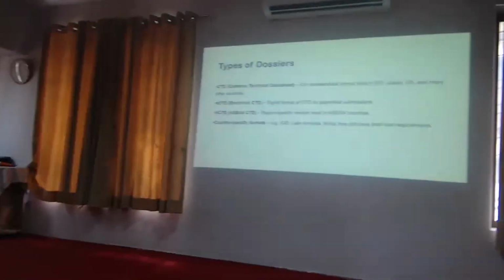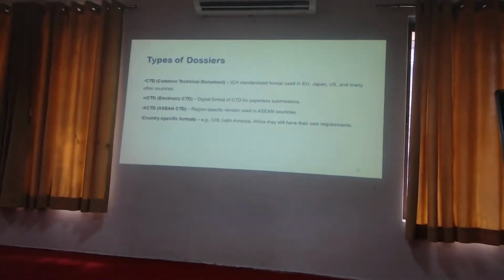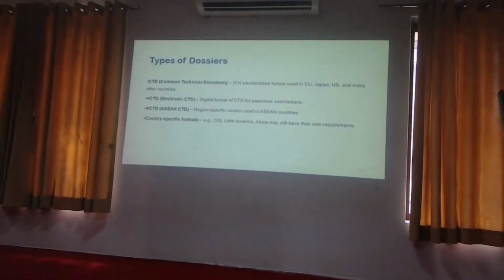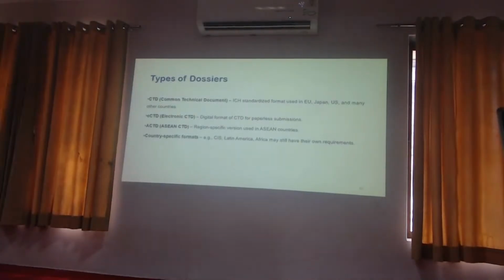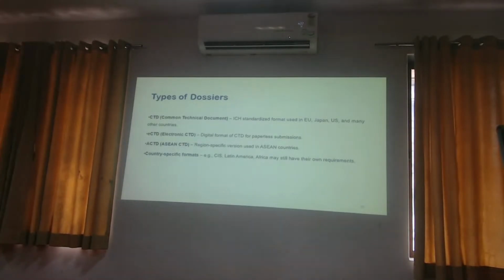What are the types of dossiers? CTD, eCTD. eCTD is the electronic submission of the dossiers. ACTD is accepted in Asian countries. Asian countries means Singapore, Malaysia, all those countries. It is similar to CTD; only in CTD and eCTD you have modules 1, 2, 3, 4, 5. Here there are part 1, part 2 kind of thing.